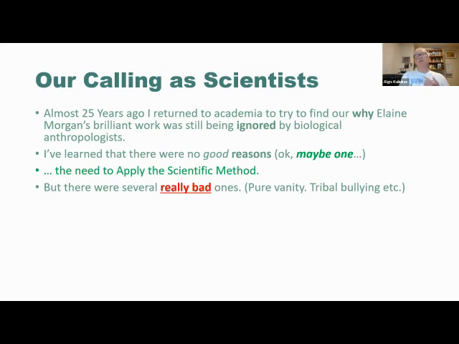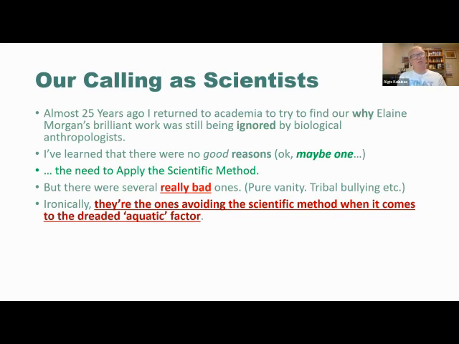But there were a lot of really bad reasons, a lot of vanity, a lot of tribal bullying. Jeremy De Silva accuses us of bullying. Well, you talk to Simon Bearder about that bullying. Every day in his department at Oxford Brookes University, he gets bullied by anthropologists who don't want to talk about the wading thing or the aquatic thing. That's bullying. And he's had that for 30 years.